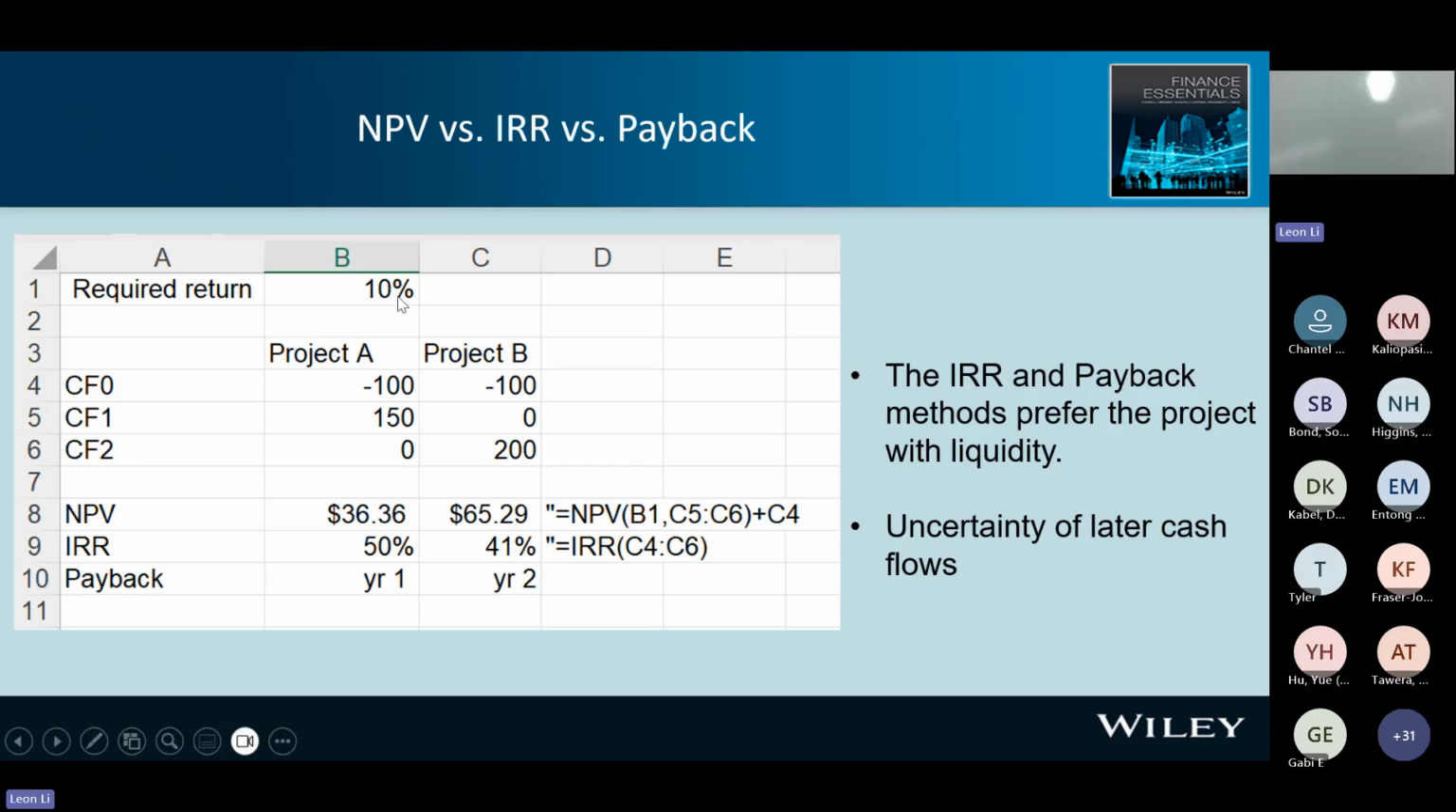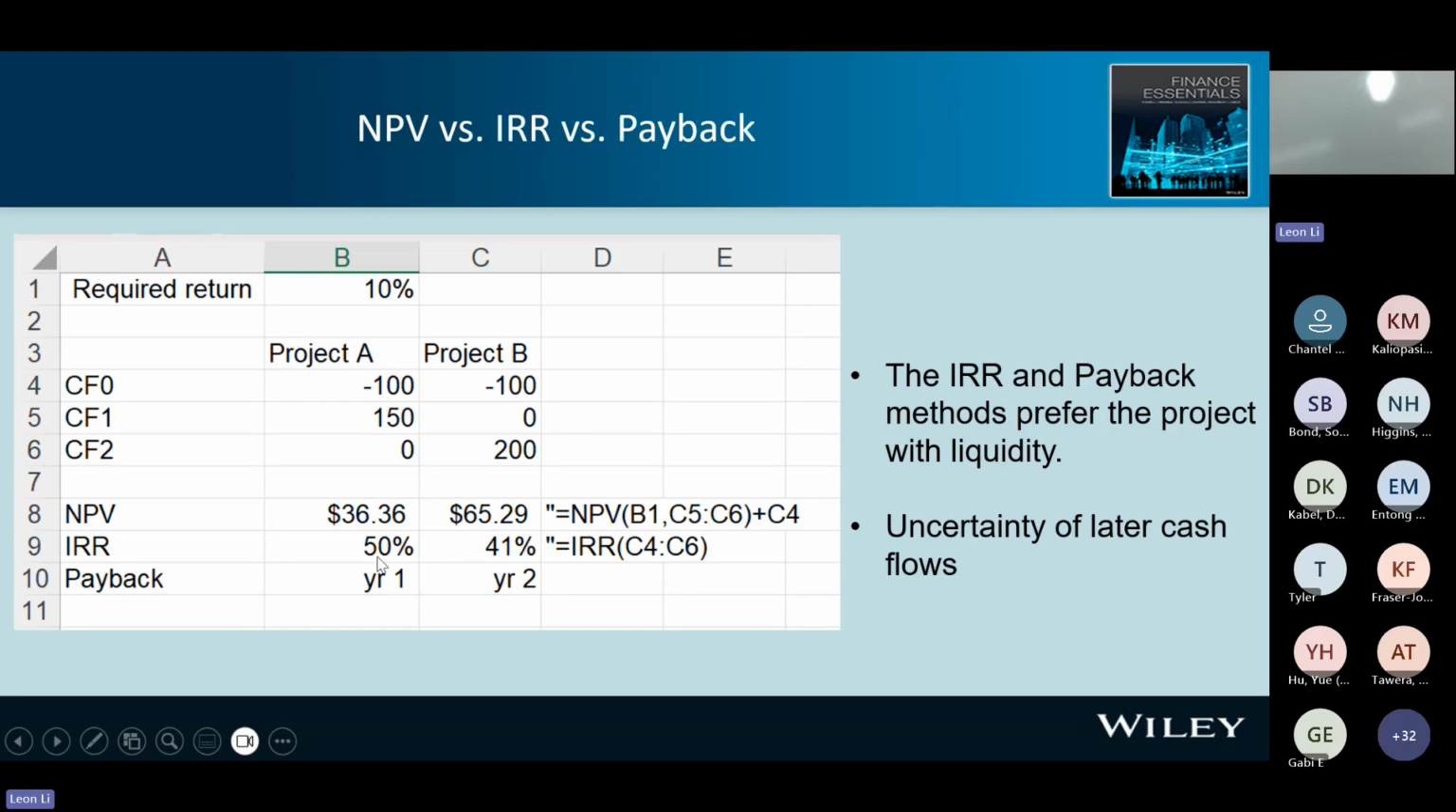Required return 10%. Then I use the NPV formula and IRR formula to do the NPV calculation and IRR. And I also show the payback. So you can see project A, NPV is around $36. Project B, NPV around $65. If the two projects are exclusive, NPV method will tell you choose project B because higher NPV.